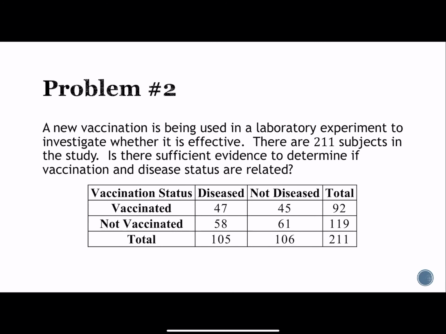Number 2 says we've got a new vaccine being used in a laboratory experiment to investigate whether it's effective. We have 211 subjects in the study, and it says, is there sufficient evidence? So that's indicative of a hypothesis test right there, those words. Is there sufficient evidence to determine if a vaccination and disease status are related? Okay, guys, when you see that word related, that means an association. So a hypothesis test that deals with association, that's the chi-square test for association.